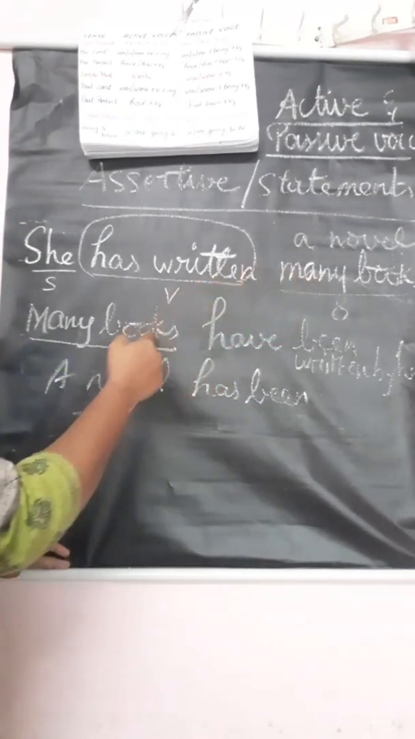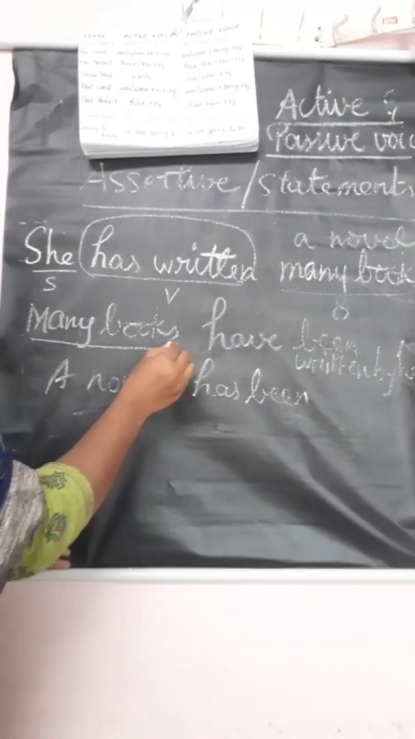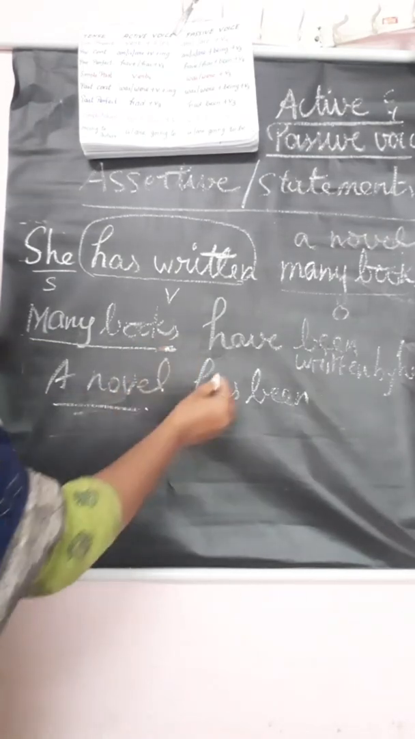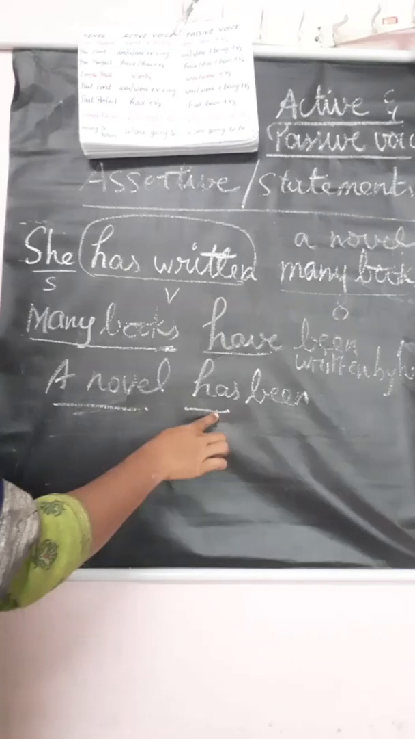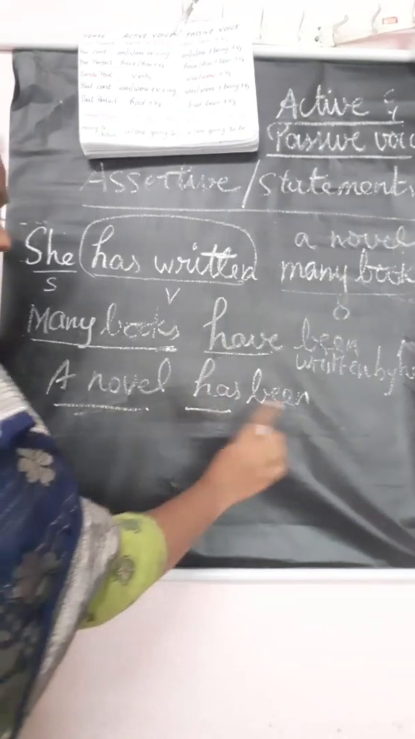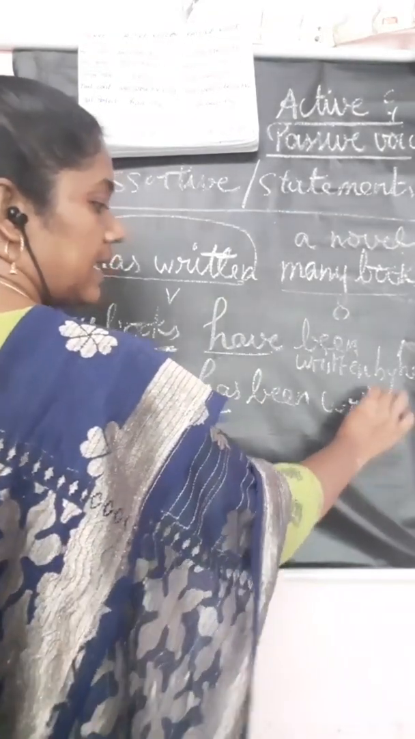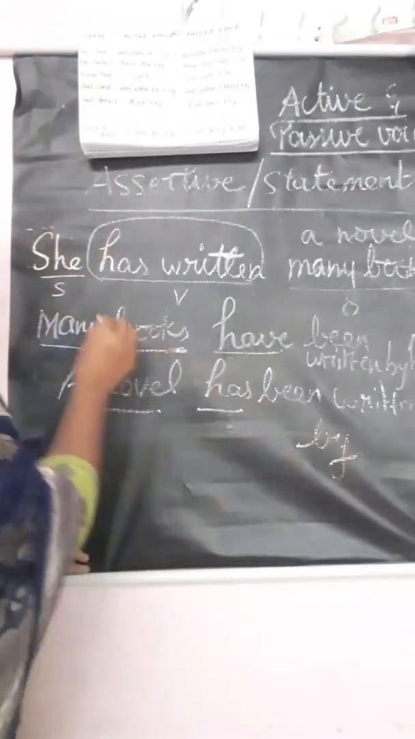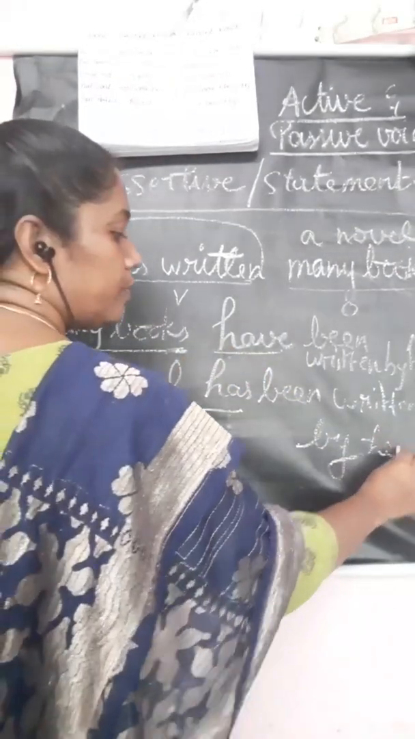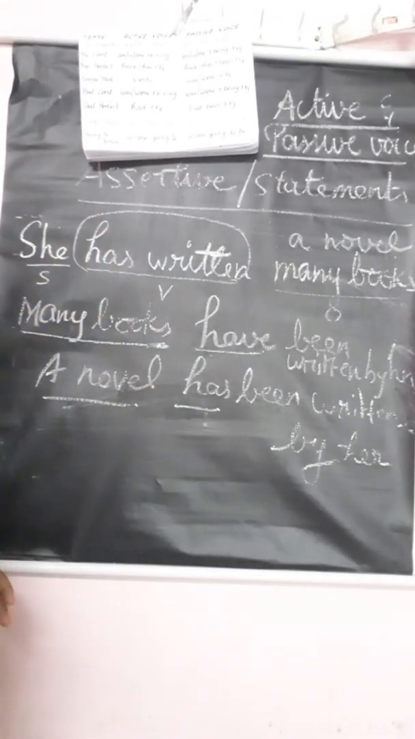When an object comes to the front, according to singular and plural, we have to use have and has. Okay, books plural, have; singular, has. A novel has been, but the change is the same. The novel has been written by her. She is changed into her. Both places also the same thing. I think it's clear now.